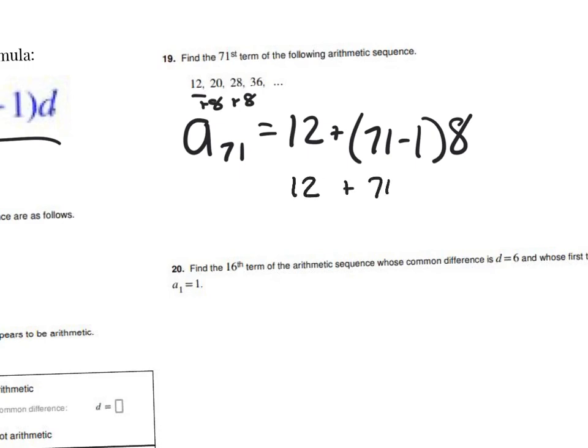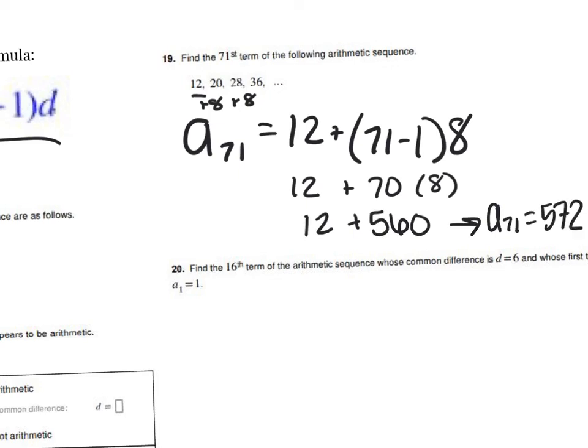12 plus 70 times 8. I know 8 times 7 is 56. Add the 0, I've got 560 plus 12. My final answer is A sub 71 equals 572.